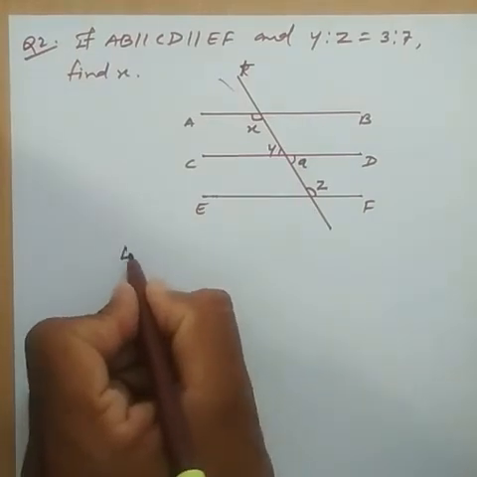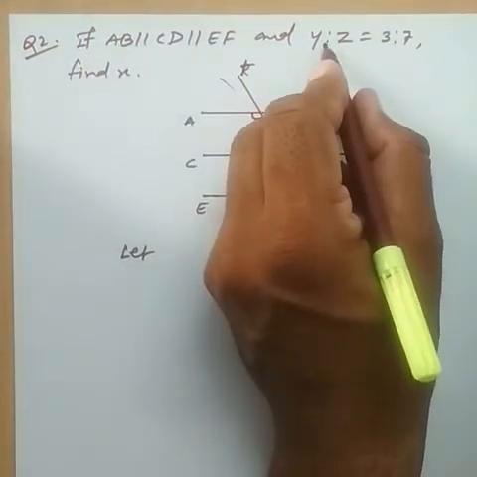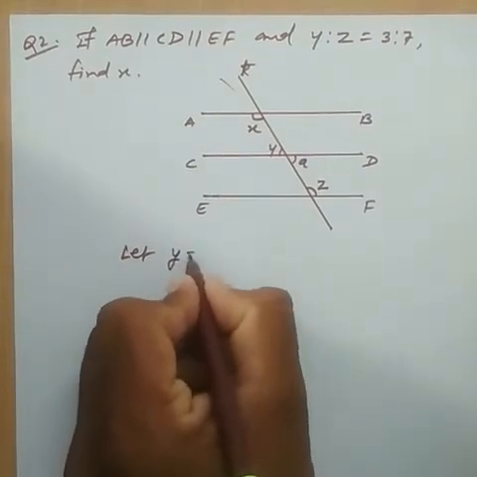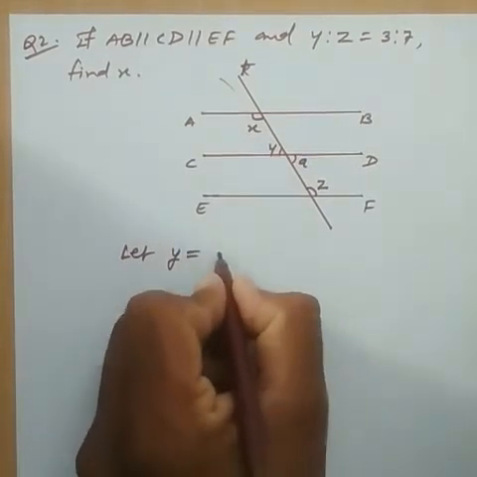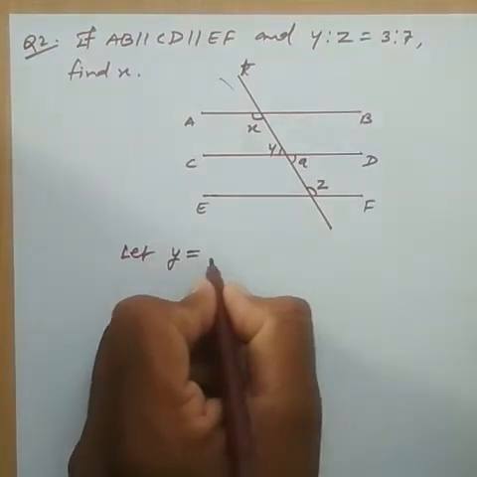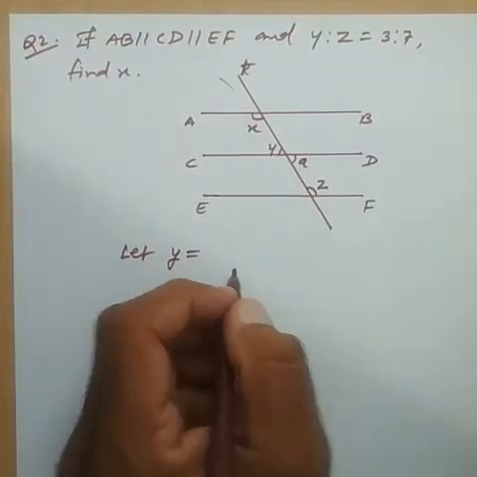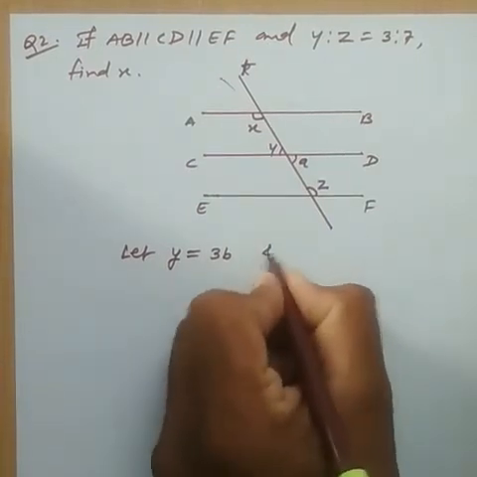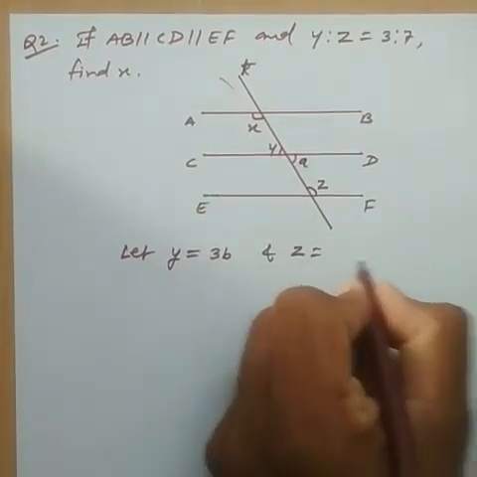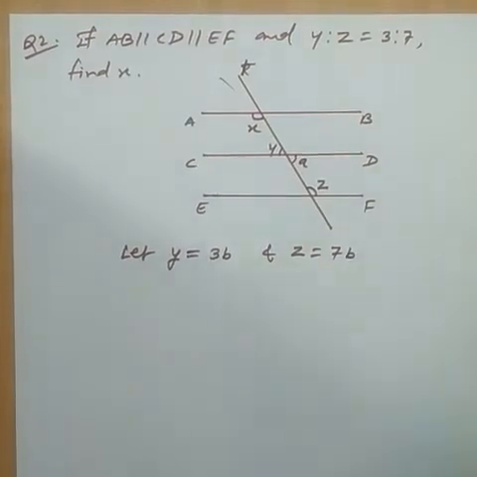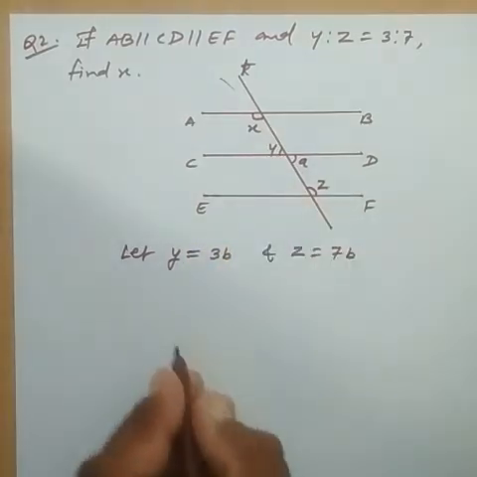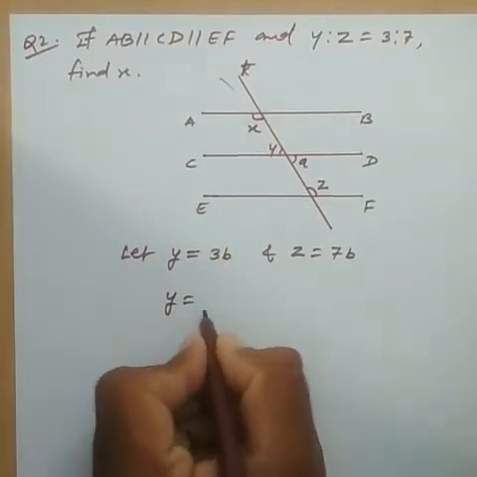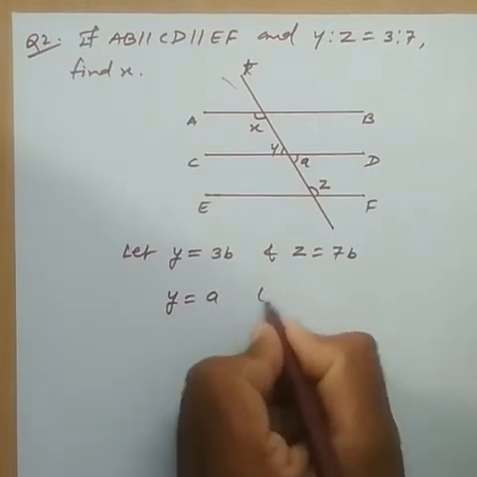So first of all, let the values of angles Y and Z be in a ratio, so we should give a particular multiple of any variable. So Y equal to 3b and Z equal to 7b. Again Y equal to A, these are vertically opposite angles.